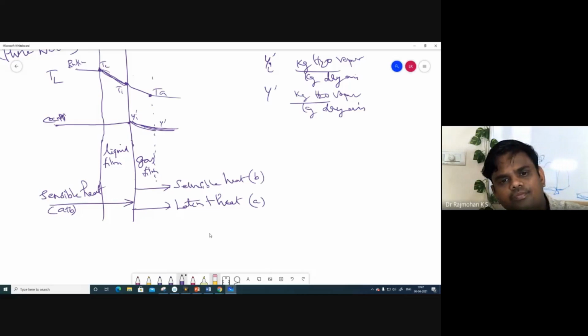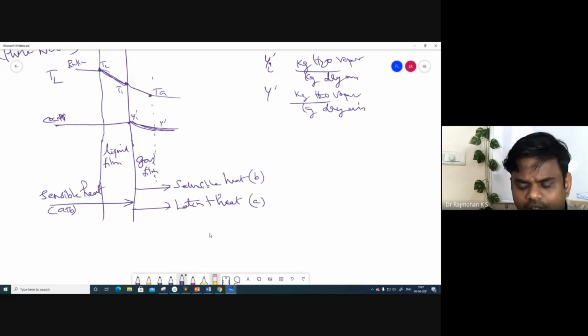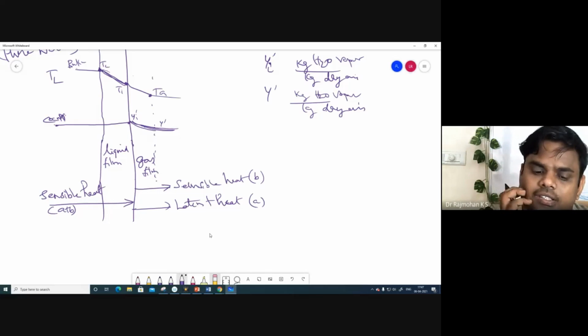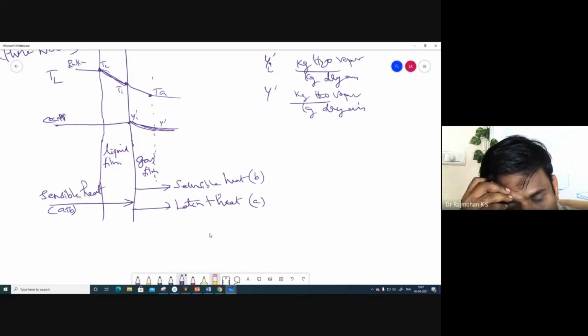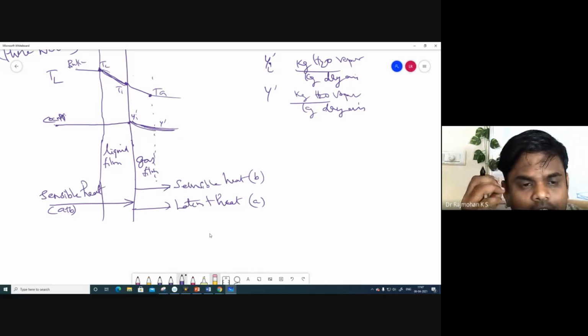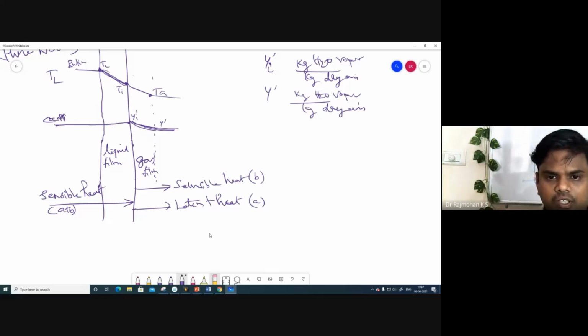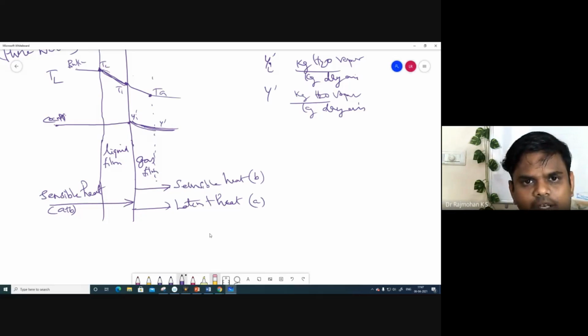Because of the combined effect of heat transfer and mass transfer, cooling will be faster than it would be in the absence of evaporation and mass transfer. So what is happening in this system? Evaporative cooling is taking place. Because of the combined effect of simultaneous heat transfer and mass transfer, the cooling rate is fast.